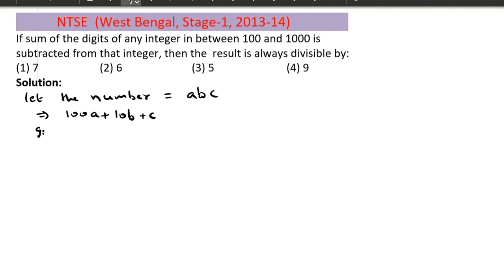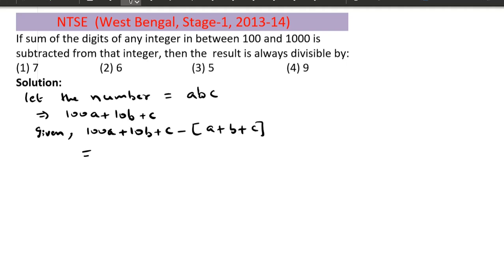He has given that the sum of digits of any integer between 100 and 1000 is subtracted from that integer. The actual integer is 100A plus 10B plus C only. From this we have to subtract the sum of the digits. What are the sum of digits? A plus B plus C. So from this number I am subtracting the sum of digits. Given 100A plus 10B plus C minus (A plus B plus C).